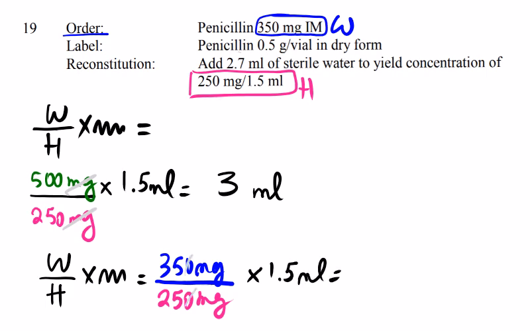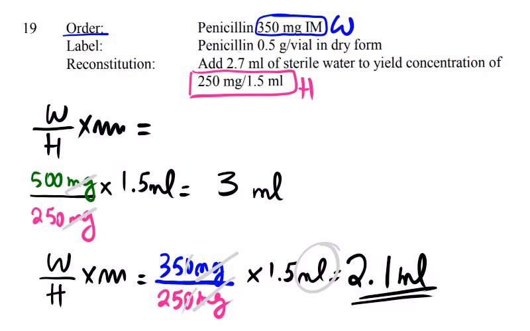Do some simplifying and then divide 35 by 25 and multiply by 1.5. So we get 2.1. The milligrams cancel out, so the final answer is in mils. If you place the units in your workings, you will always get the final unit correct. The 2.1 mil is then what we are going to inject.